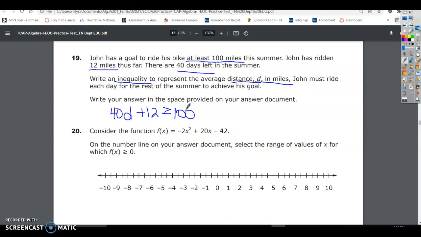So 40d plus 12 greater than or equal to 100 is probably the best way to write an inequality for this statement. It's not the only way, but that's probably the best way. All right, that's the answer for number 19.